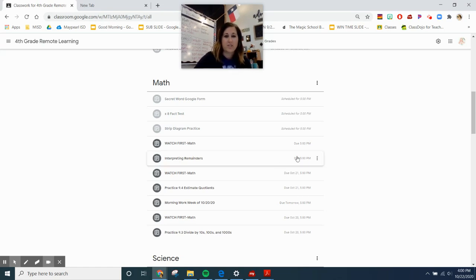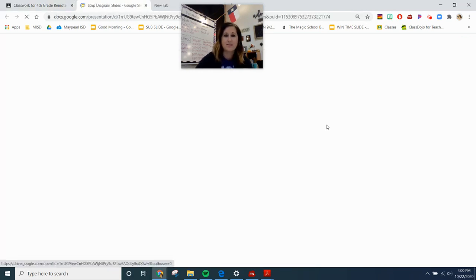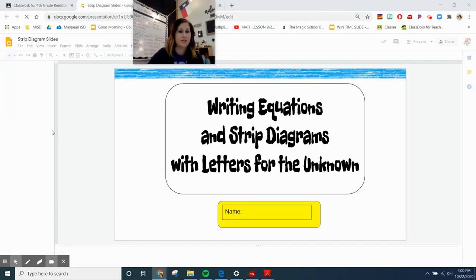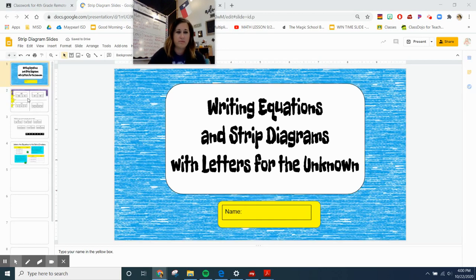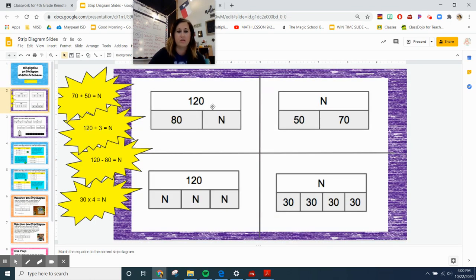Okay, so for today's work, it's this strip diagram practice, some Google Slides. They look like this. Each slide has a kind of different activity. So on the first slide, you are looking at your strip diagrams and trying to find which one of these matches. Okay, so let's look here. Here we have 120 total, and we have 80 as a part, and we're looking for the missing part.